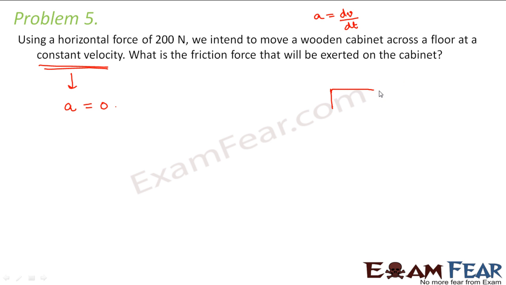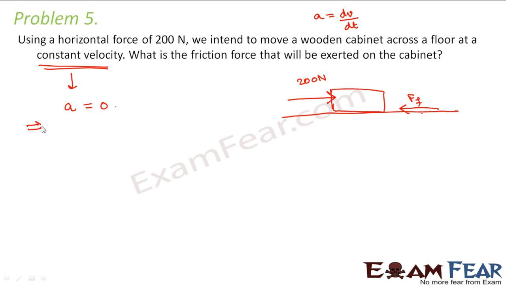Now let us suppose this is the wooden cabinet, and we want to move it across the floor, and for that we have applied a horizontal force of 200 Newton. So now we want it to move at a constant velocity. So what is the force of friction that will be exerted on the cabinet? The force of friction will be exerted along this direction. Now this will move with uniform velocity only when acceleration is 0.